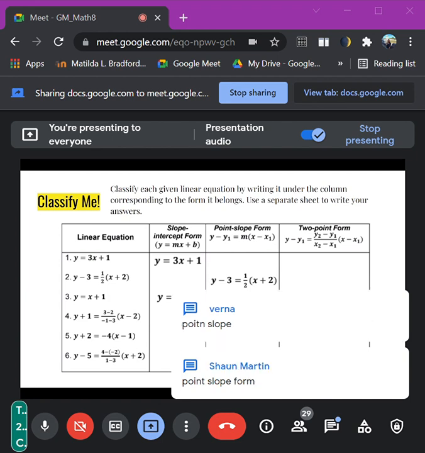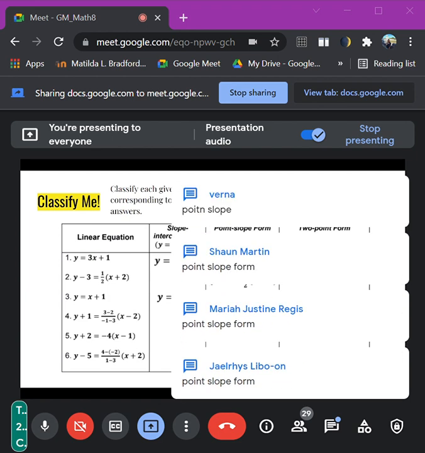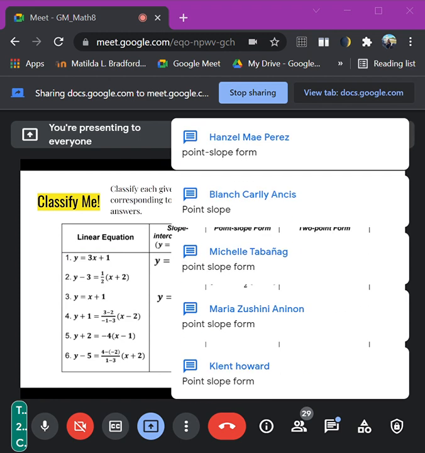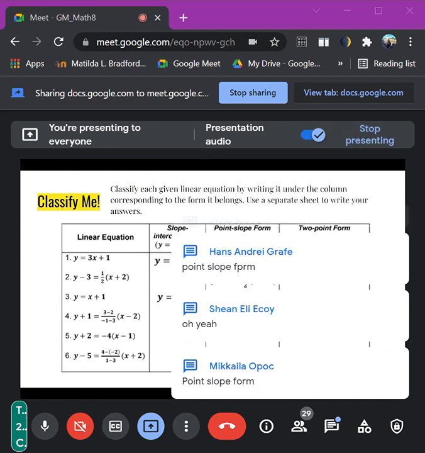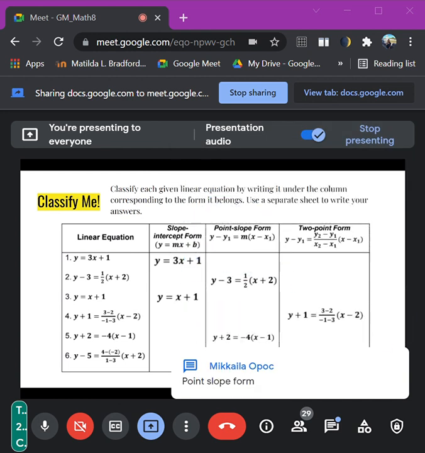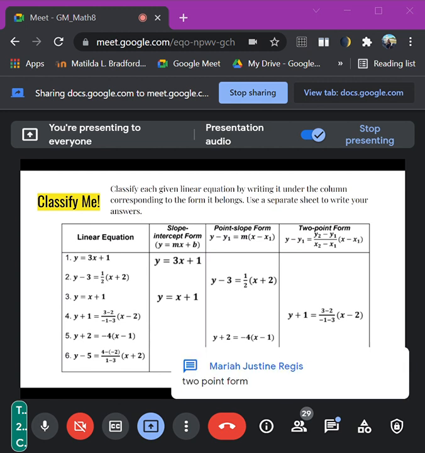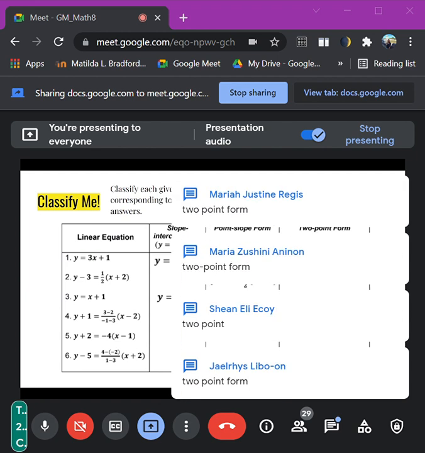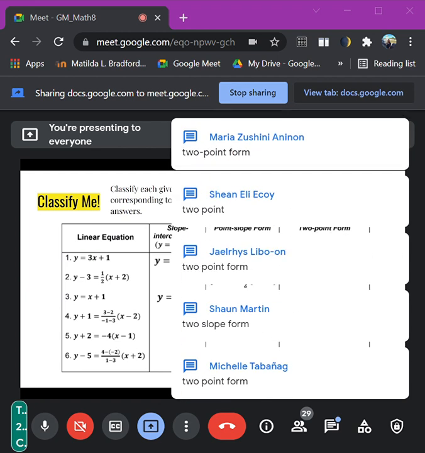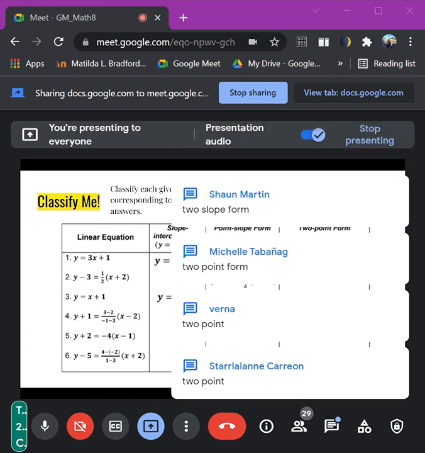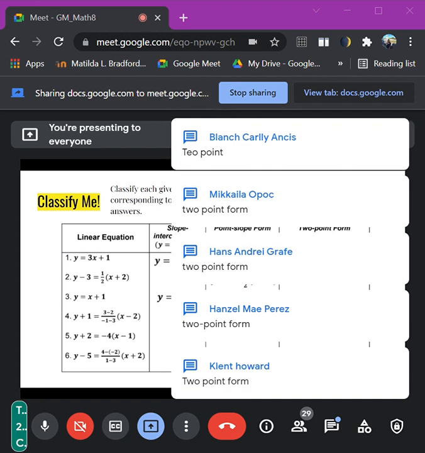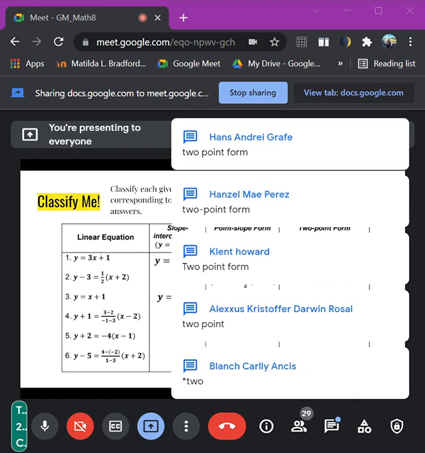So, unsa na ni siya? Okay, your answers here are point slope form. And that is correct. Very good. Okay, and down to the last one class, we have y minus 5 is equals to 4 minus negative 2 over 1 minus 3 quantity x plus 2. Okay, so dali ra kay siya ma-identify, so that is 2-point form.